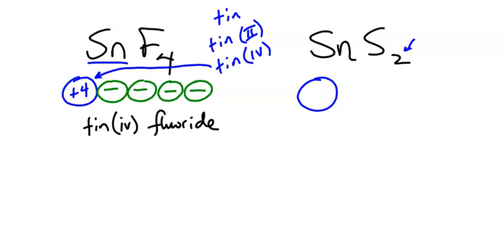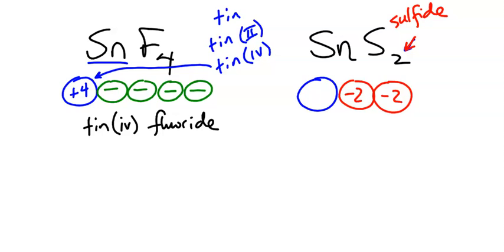Now, the psych out here is you want to call that next one tin 2 because of the 2 in that position there, but it's not. Okay? So we look at this guy here, and that's sulfur, so that's sulfide. And each sulfide is a -2. So we see that we have a total of -2. So this also is a tin 4 as well.